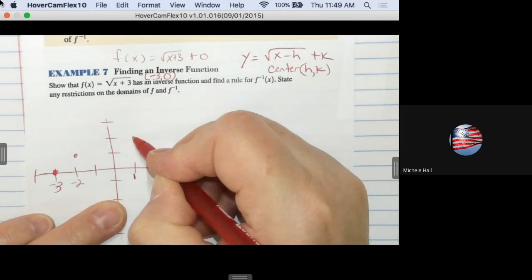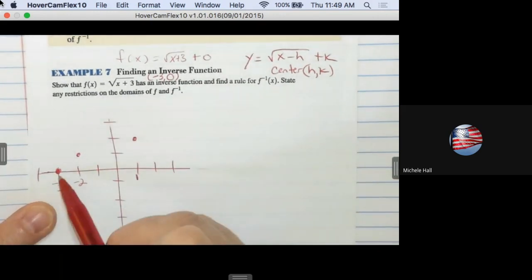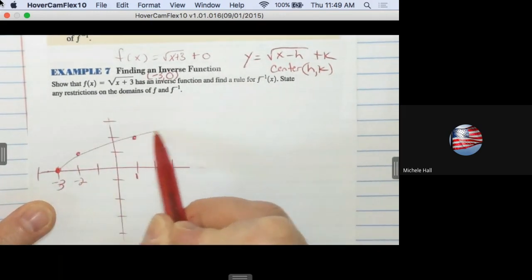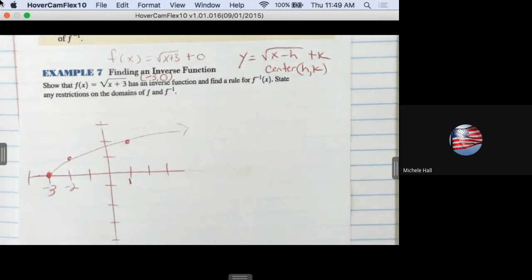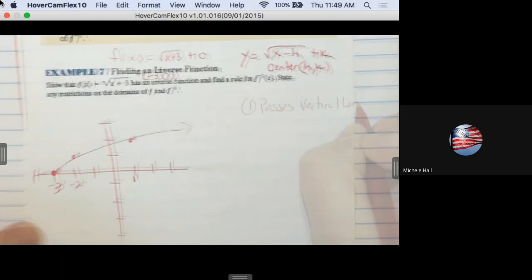That's enough for me to be able to sketch out now. I just wanted to have some points, so it's going like this. It's half of a sideways parabola. So does this pass the vertical line test? Yes, it's a function. Does it pass the horizontal line test? Yes, so it has an inverse.